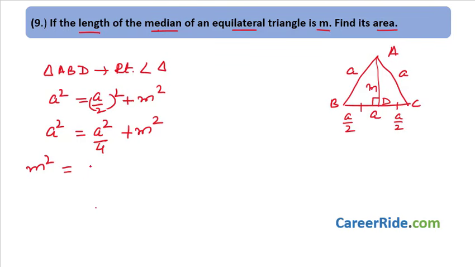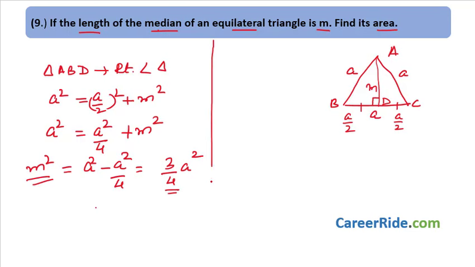We get A square minus A square upon 4, that is equal to 3 by 4 of A square. So this is the relationship between M square and A square right now. Now the area of an equilateral triangle ABC is equal to root 3 by 4 A square. This is what we know. A here is the side, so this becomes root 3 by 4.